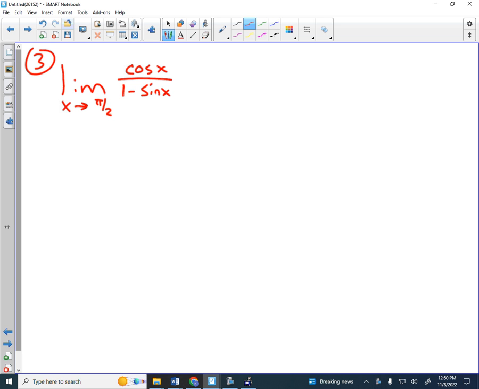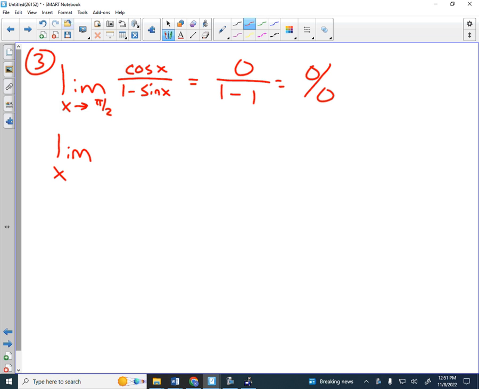As we determine this limit, we plug in pi over 2. Everybody here knows what the cosine of pi over 2 is. What is it? It is 0. Divided by 1 minus, what is the sine of pi over 2? It is 1. So you can see in this situation, I get 0 over 0. L'Hopital's rule says we have indeterminate form. Let's take the derivative. So we do.